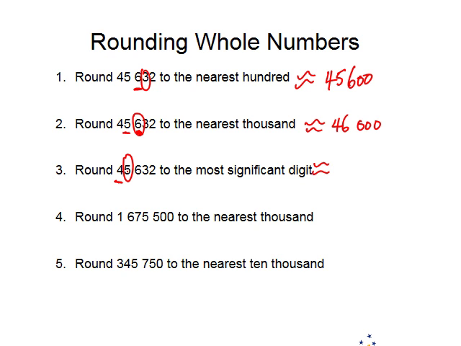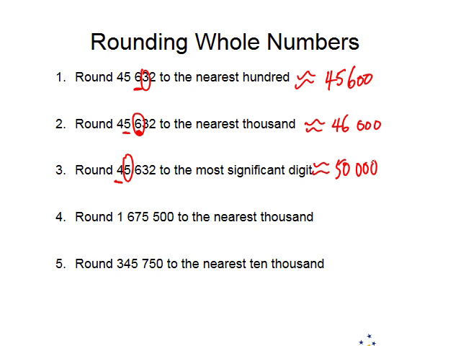Because there's a 5 here, the rule is that if in the right hand place value there's a 5 or more, then it rounds up. So that 4 will go up to a 5, and we need to replace all those other digits with zeros. So what we're saying here is that 45,632 is closer to 50,000 than it is to 40,000.